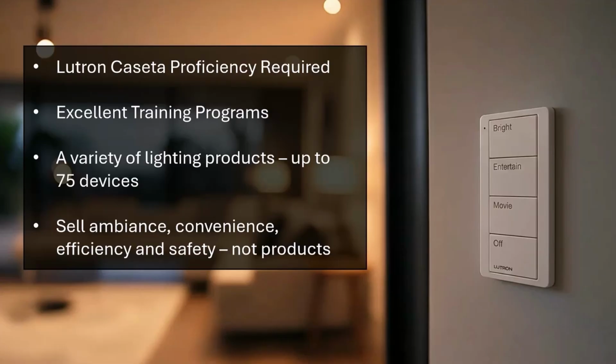Now, Lutron has some excellent training programs to get you up to speed, but we'll just assume you have some experience with lighting control. Now, with Lutron Caséta, a variety of lighting products, up to 75 devices can be installed in a system at once. And again, you're looking to sell the solution, not the actual products. Once clients have lighting control systems, they're going to want to add on, and they're going to want to do it over and over again in future homes or businesses.